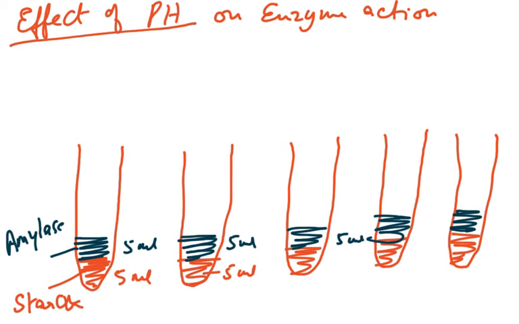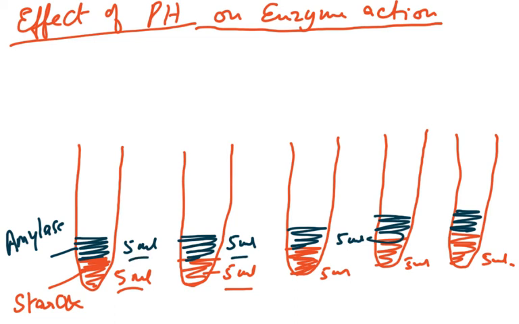Next, investigate the effect of pH on enzyme action. For that, I am using the same experiment, but modifying it slightly. What I have ensured is that the volume of starch is the same in each. So the volume of starch is 5 ml in each. You can have it 10 ml if you want to, but it's up to you. You have to standardize it. Then you add the same volume of amylase to each, so amylase is 5 ml, 5 ml, 5 ml.